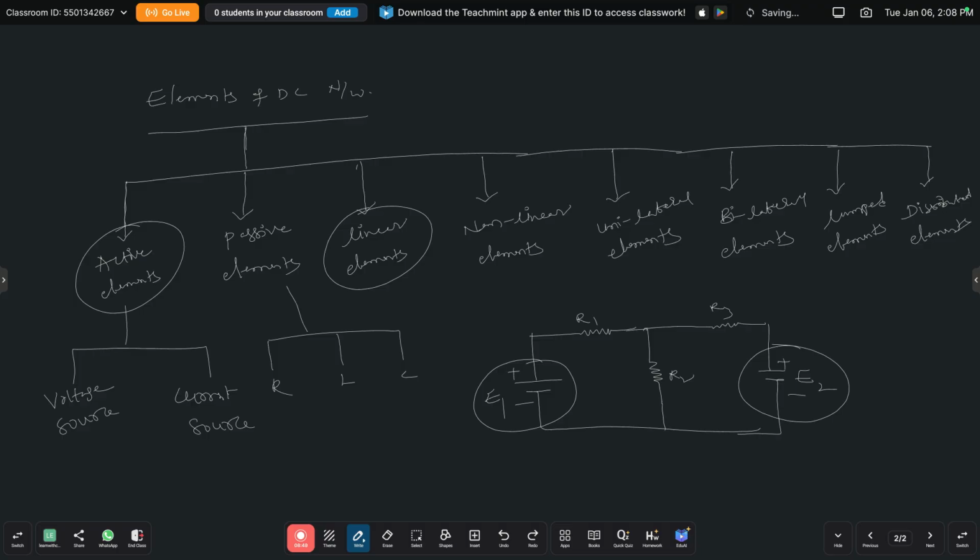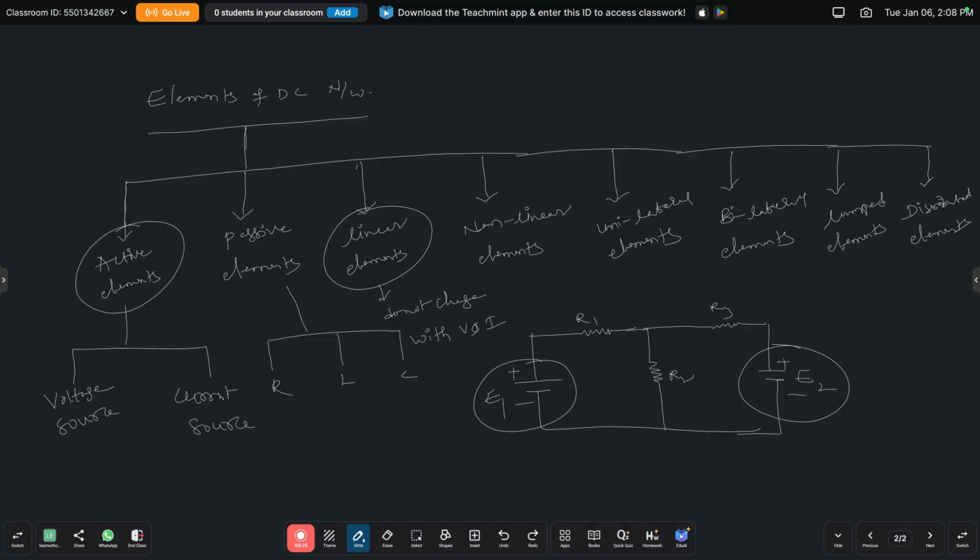So what about linear elements? A linear circuit is one whose parameters do not change with voltage and current. Then it is known as a linear element, and the examples for linear elements are resistor and capacitor. Non-linear elements are just the opposite of linear elements. Linear elements do not change with voltage and current.